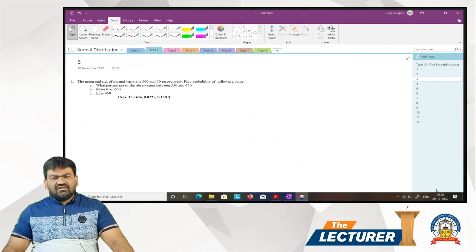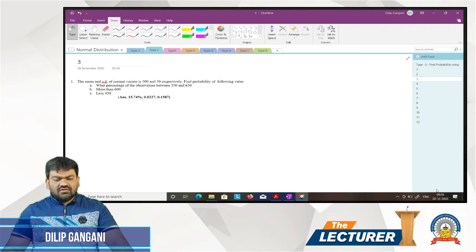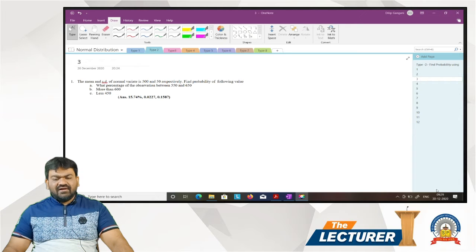Good morning. In the last session we started normal distribution, and we calculated type 2 and example number 2. Now example number 3. The mean and standard deviation of a normal variate are 500 and 50 respectively. Find the probability of the following values. First, what percentage of observations lie between 550 and 650? Second, more than 600. Third, less than 450.